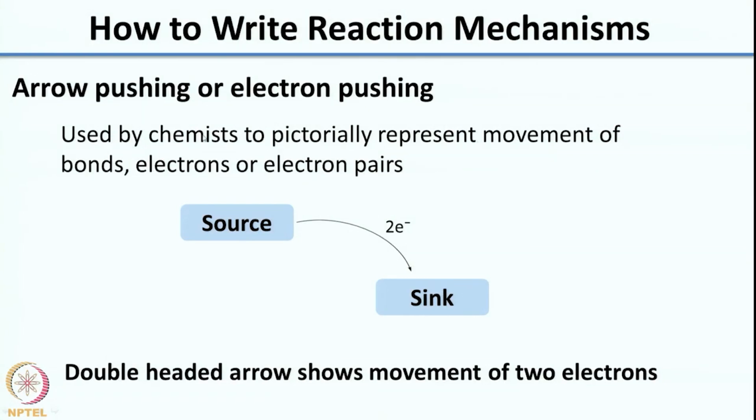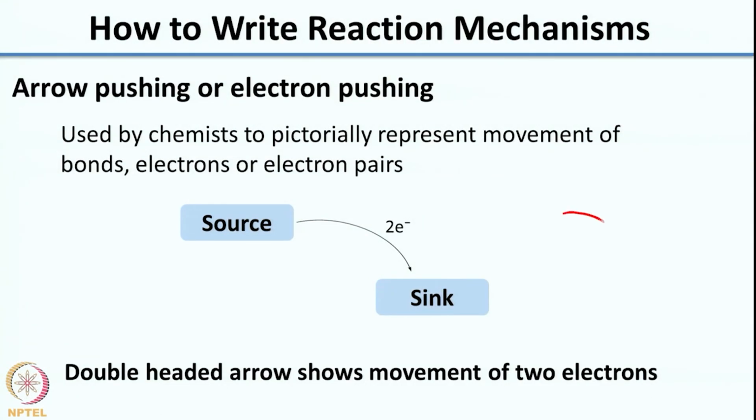So, then what we had done is we had looked at how you actually write mechanisms using arrow pushing or electron pushing. So, arrow pushing is used by chemists to pictorially represent movement of electrons or electron pairs. So, this is a convention, and the convention is such that the arrow starts from what is called a source. So, source is your electron rich species and ends at what is called a sink. So, sink is your electron deficient species, and you show 2 electrons moving by using double headed arrows. So, for polar reactions typically you use the double headed arrows, and the single headed arrows are used for movement of single electrons. So, for single electrons you use single headed arrows, alright. They are also called fish hook arrows.